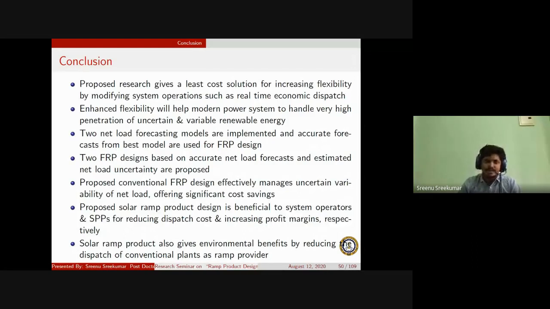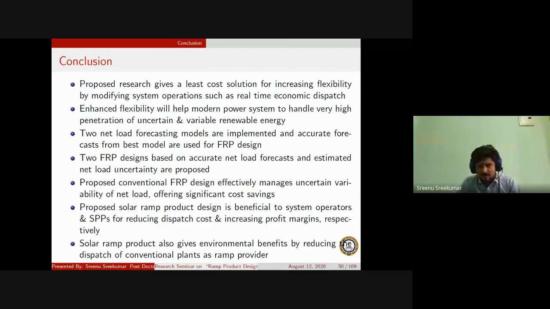The proposed conventional FRP design effectively manages uncertain net load and variability of net load, and also it offers significant cost savings. The proposed solar flexible RAM product is beneficial to both the system operator and the SPPs, for reducing dispatch cost and increasing profit margin respectively. And the solar RAM product also offers significant environmental advantages because it reduces conventional generators' dispatch for ramping.